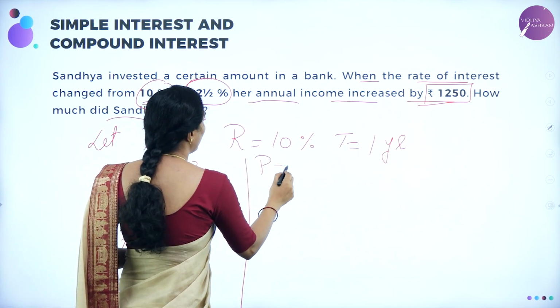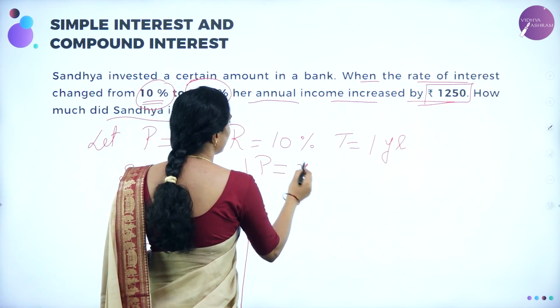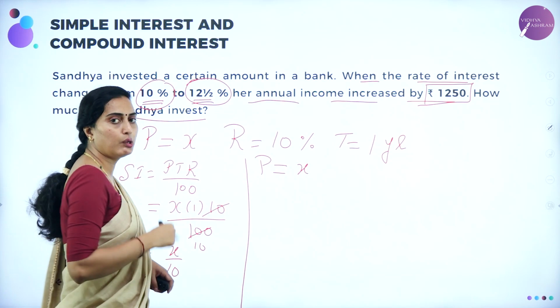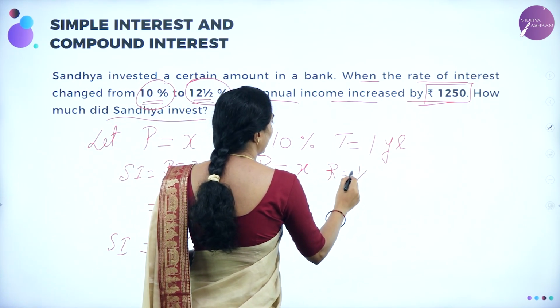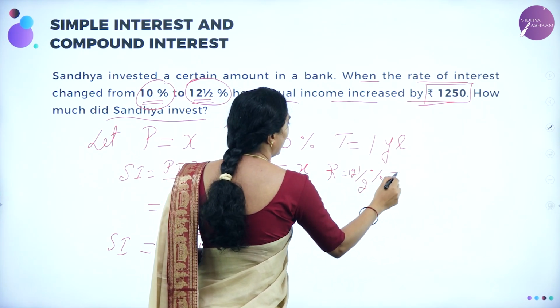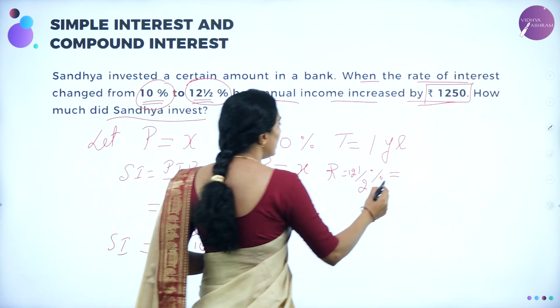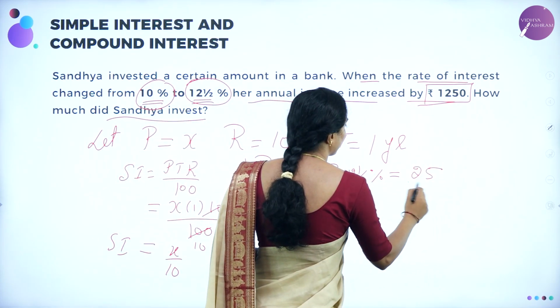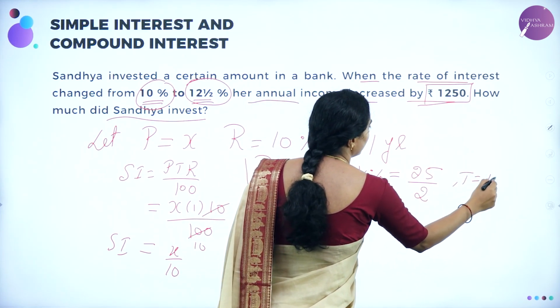And then another, P is the same X, but the rate of interest is changed to 12.5%. So 12.5 is 12 twos are 24, 24 plus 1 is 25, so 25 divided by 2. And T is the same, 1 year only, correct?